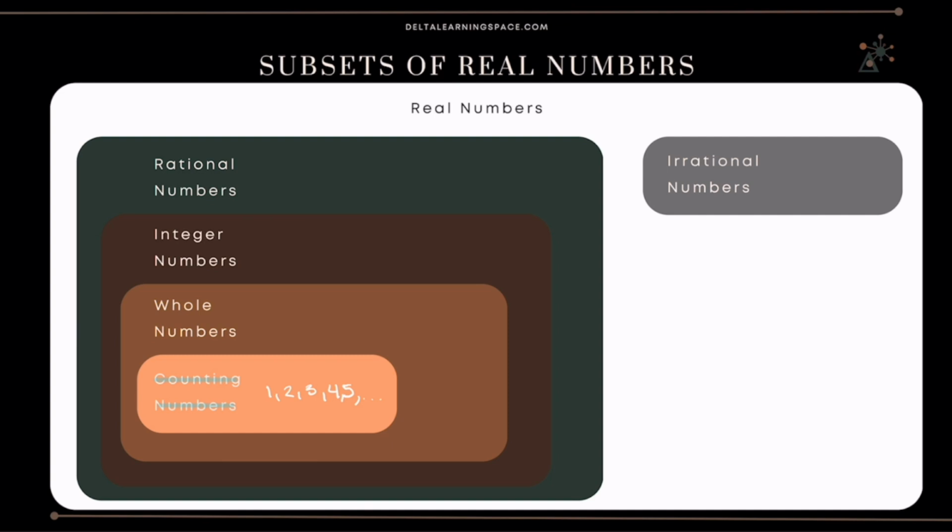Counting numbers will fall under whole numbers, so everything that is a counting number will also be a whole number. So I'm just going to repeat 1, 2, 3, 4, and 5. The difference between whole numbers and counting numbers is that whole numbers will include 0. Now let's take a look at our integer numbers. Integer numbers will include our whole numbers, will include our counting numbers. So I'm just going to rewrite that. 0, 1, 2, 3, 4, and 5.